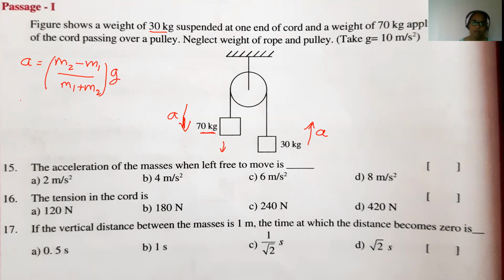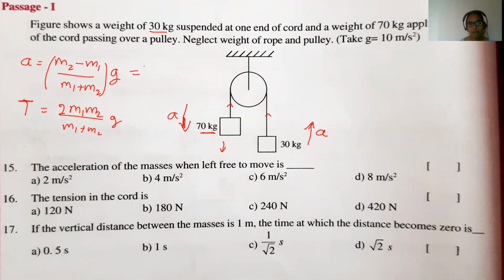Similarly, the formula for the tension in the cord. The tension that is acting in the cord we can find like this: tension is equal to 2 m1 m2, the product of the masses, divided by the sum of the masses, into g. This is the formula for tension. Clear, children? And the vertical distance one, I'll explain later. Just these two questions we can solve easily, right?